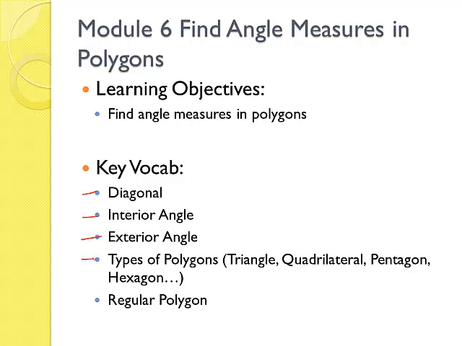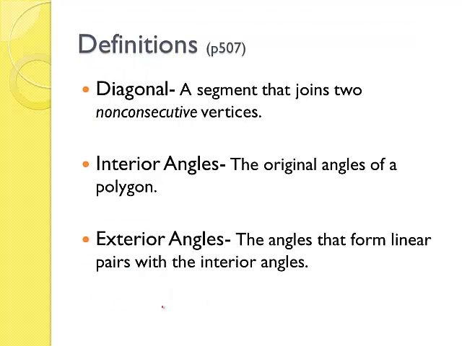You need to know up to a dodecagon, which is 12 sides, and the word regular, which we actually talked about a little bit in the previous semester of geometry. So, first things first, what is a diagonal? A diagonal is a segment that joins two non-consecutive vertices within a polygon.